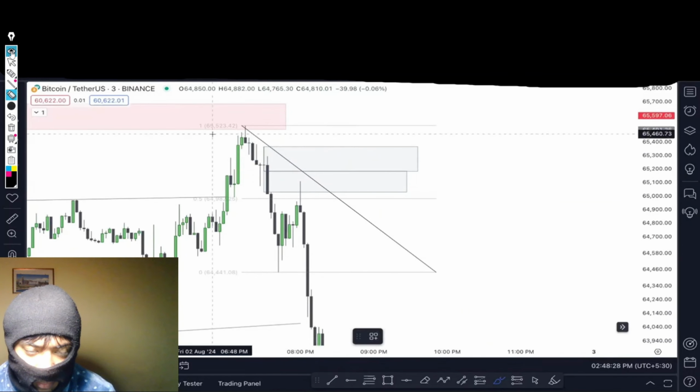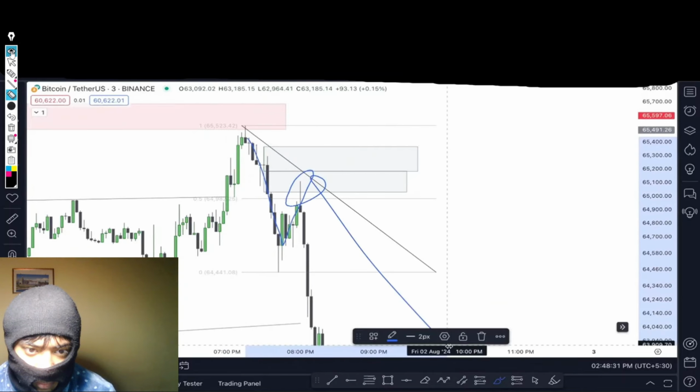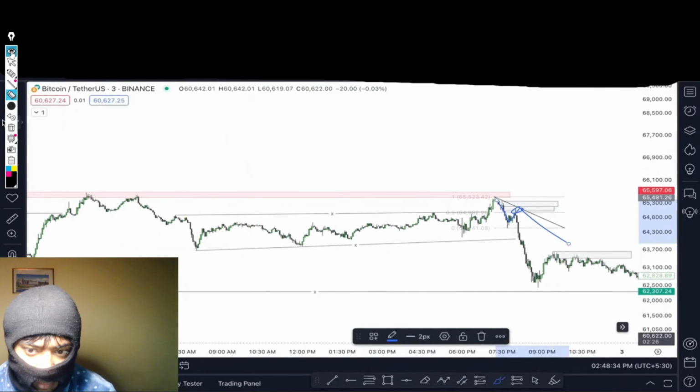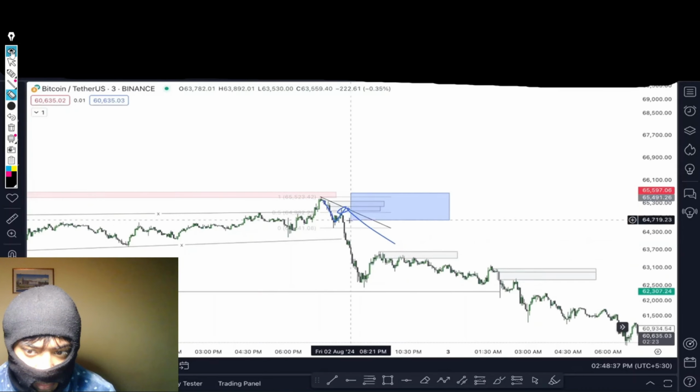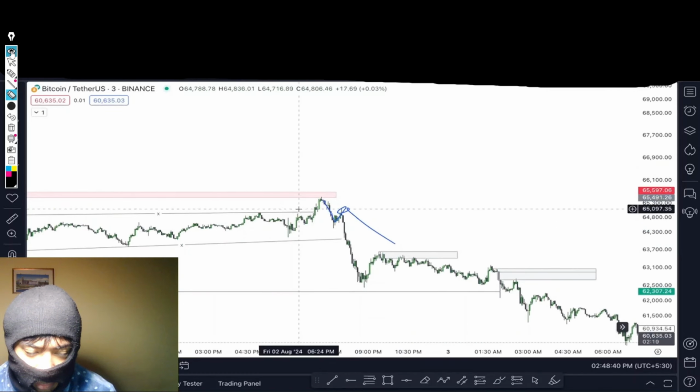So, look at what the market is doing. Exactly where it's coming in, it's tapping and falling. And you see it falling dramatically. Okay? So, this is how to mark an order block. These are its rules.